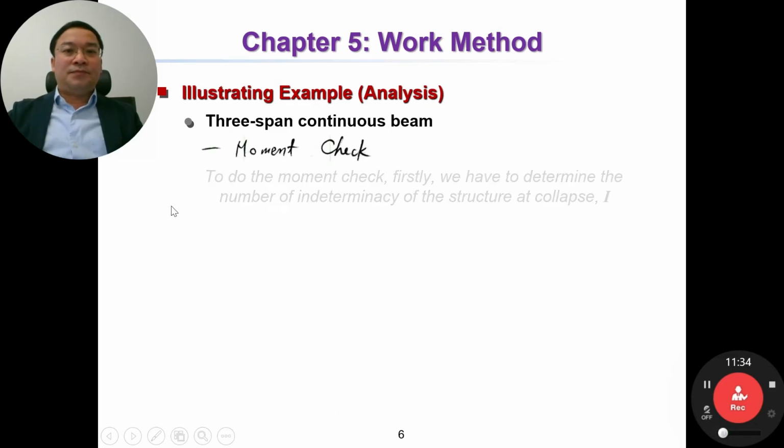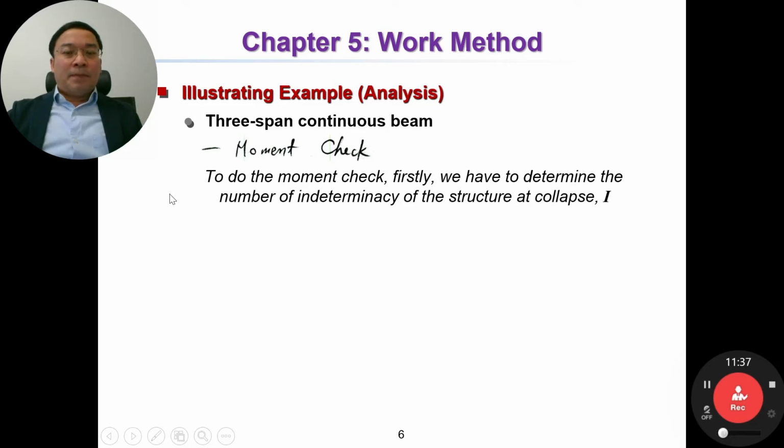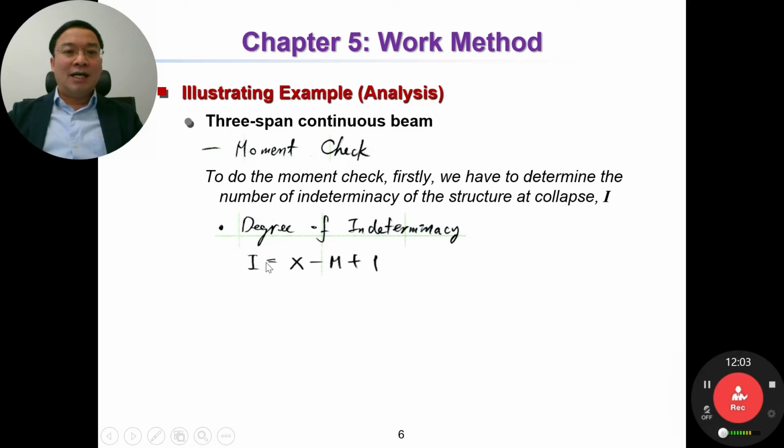Moment check. To do the moment check, firstly, we have to determine the number of indeterminacy of the structure at collapse, I. In another word, I is the degree of indeterminacy. I equal to x minus m plus 1.